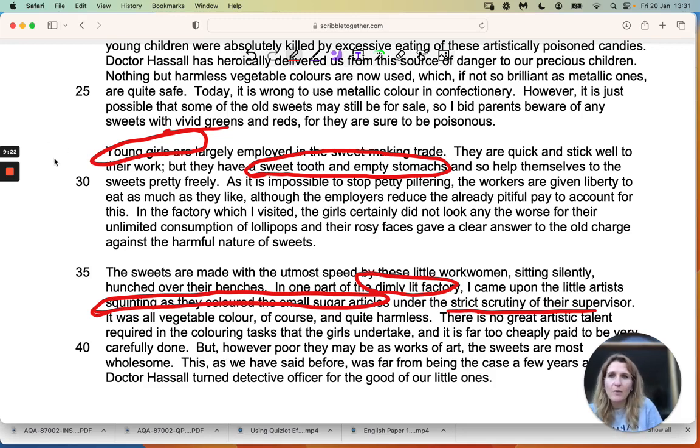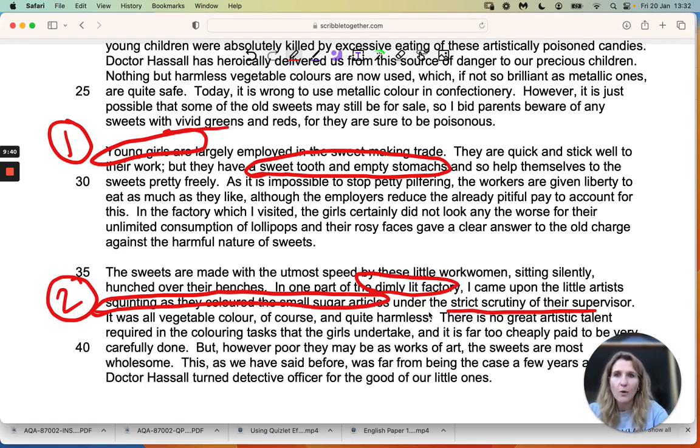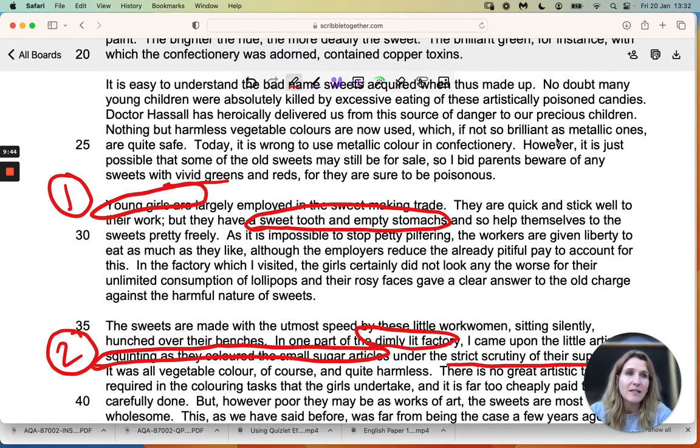Okay, so I think we have enough. We can say it's mostly young girls with a sweet tooth and empty stomach, and the factories are dimly lit, and the girls have to squint as they color and perform art under strict scrutiny. So we've got 2 points for each. And remember, the question is asking about different experiences, so we pretty much identify that.